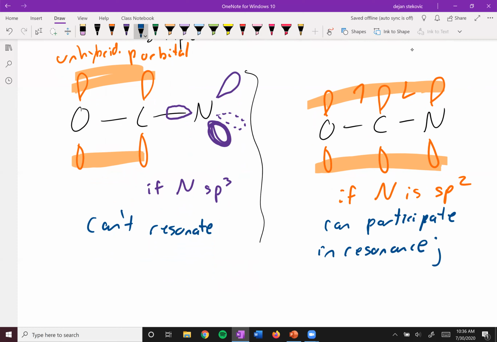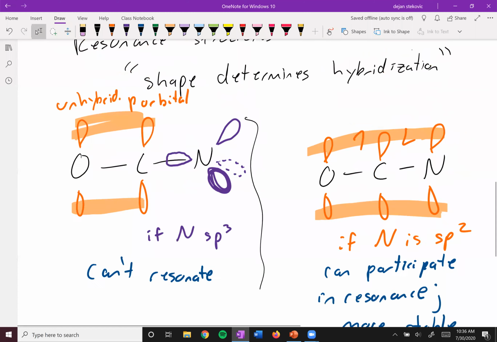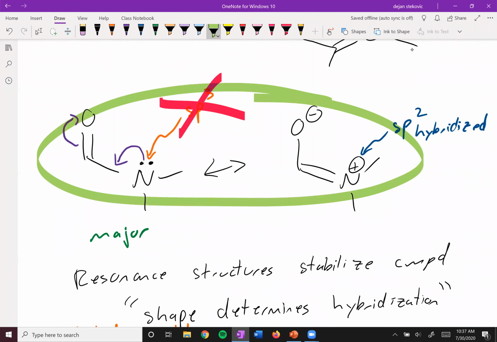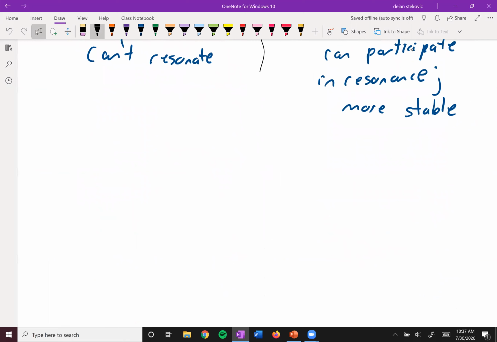And if it can participate in resonance, it's more stable, right? And so you're going to want to go towards the resonating structure. So the nitrogen here is indeed sp2. In both of these resonance structures, it is sp2 because none of these resonance structures really exist. And in the real structure, it's sp2 hybridized.